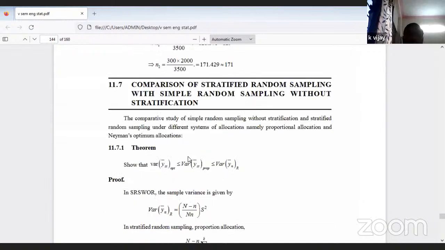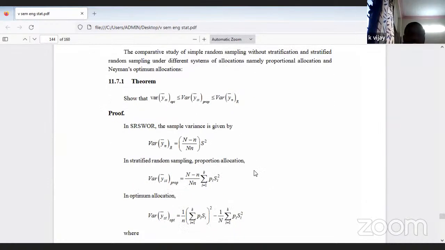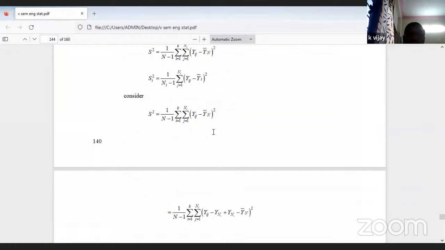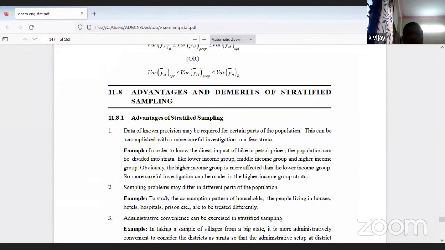Then comparison of stratified random sampling with simple random sampling without stratification. So variance of Y bar ST, optimization and proportional. What is PROP? Proportional. Proportional, and that is the condition. Already we learned the formula. That is the condition. We have simplified this one. This is not mandatory for you to study.